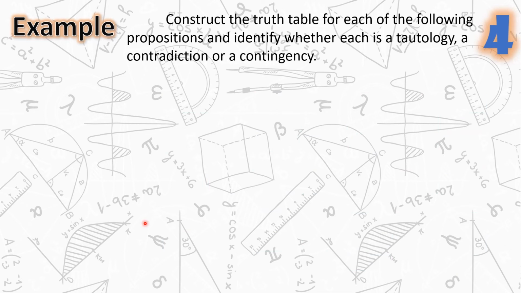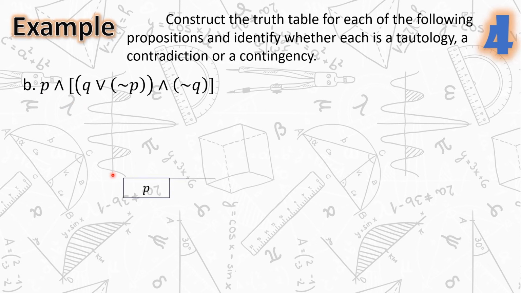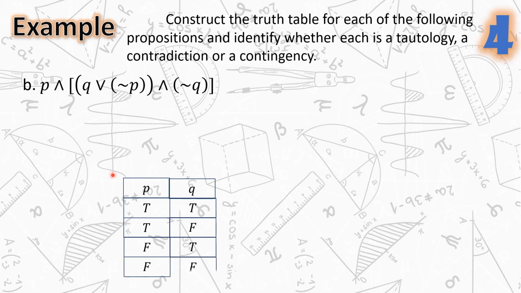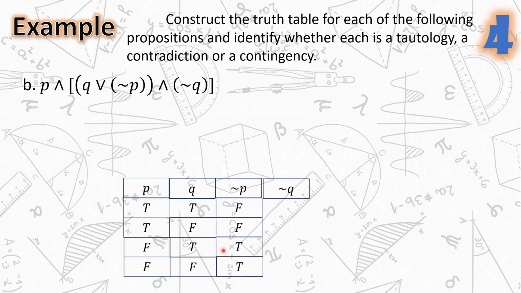Let us proceed to letter B. P and Q, or not P and not Q. So we have two propositions, P and Q. Then we will have 4 rows in the arrangement of the truth values for P and Q. Next column, let us have not P. If P is true, not P is false, and if P is false, not P is true. Next column, let us have not Q. If Q is true, not Q is false. If Q is false, not Q is true.